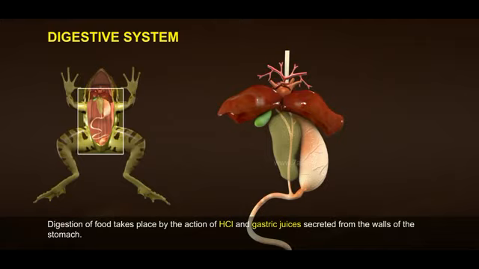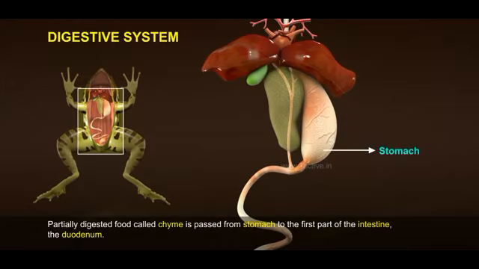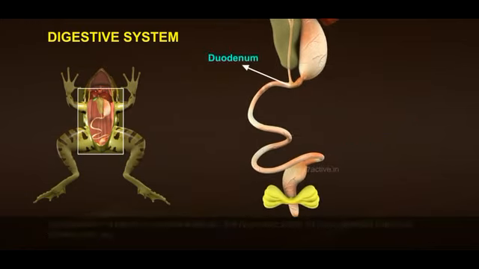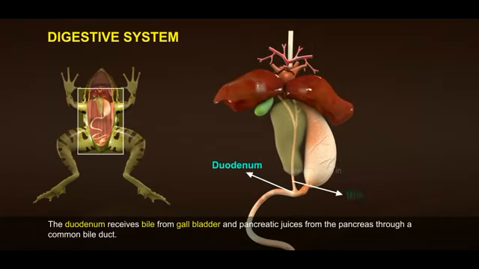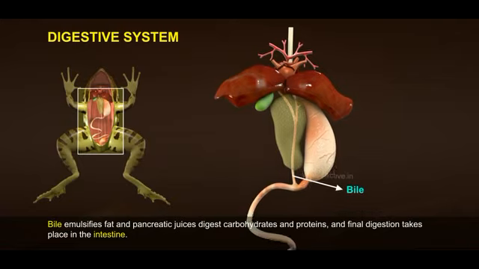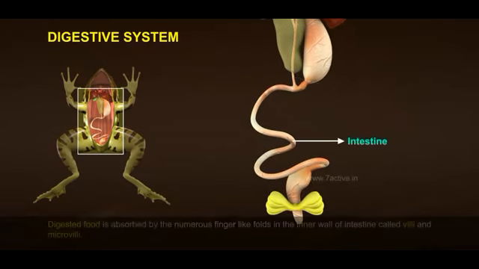Digestion of food takes place by the action of HCl and gastric juices secreted from the walls of the stomach. Partially digested food called chyme is passed from the stomach to the first part of the intestine, the duodenum. The duodenum receives bile from the gallbladder and pancreatic juices from the pancreas through a common bile duct. Bile emulsifies fat and pancreatic juices digest carbohydrates and proteins, and final digestion takes place in the intestine.